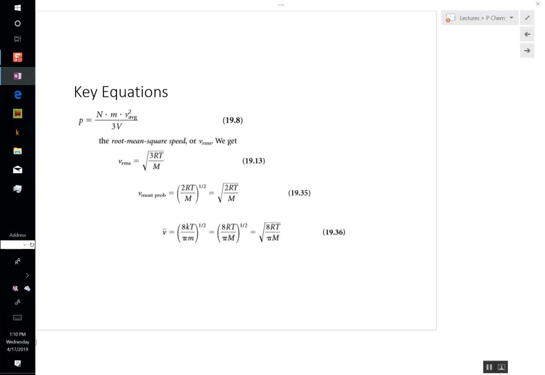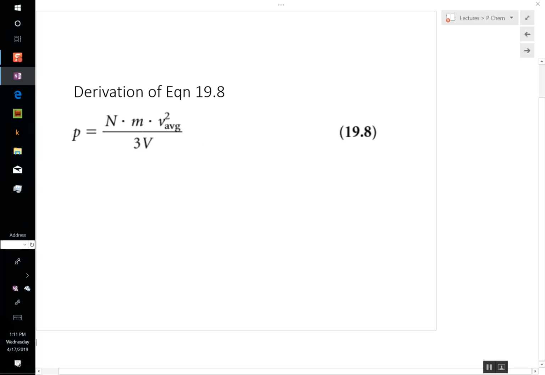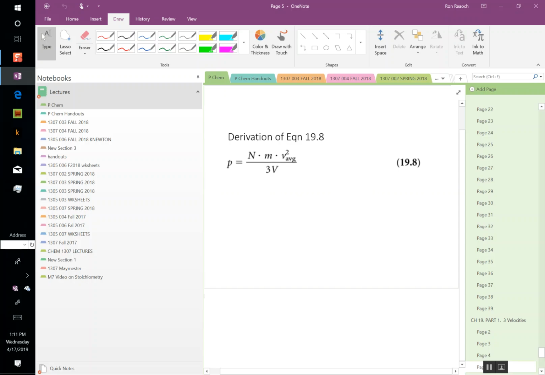So you've got a root mean squared velocity of a particle, or a number of particles, most probable speed, and a mean velocity, v with a bar above it. Okay, let's take a look at this one. How do we get to an equation like this? Let me just go down a few more. There's only about 20 slides here. I'll probably add a few more.